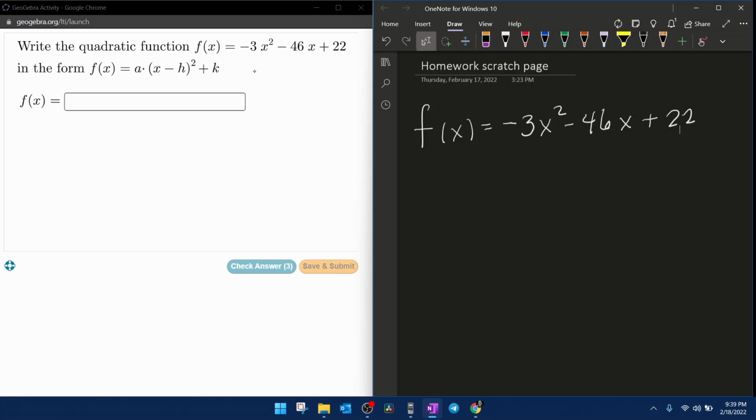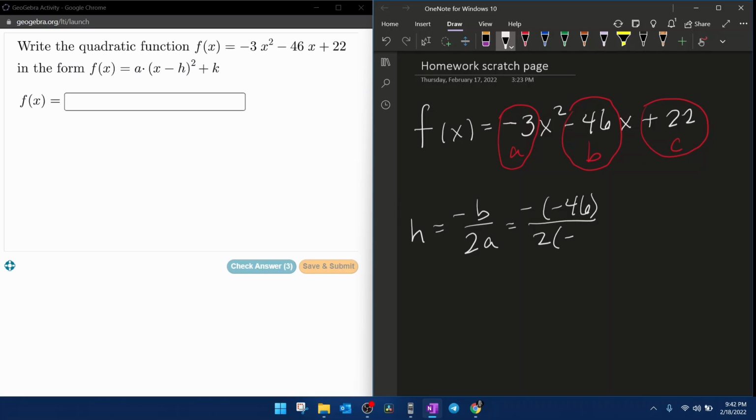So our first step is to rewrite our function over here in our scratch work so that we can identify the values for a, b, and c. Once we have all three of those values, that's going to allow us to find the values for h and k. So h is minus b over 2a, which will be minus negative 46 over 2 times negative 3, giving us negative 46 sixths, which will reduce to negative 23 thirds.